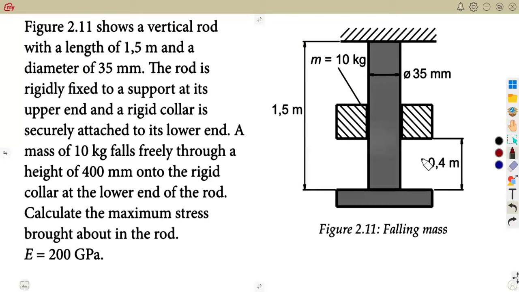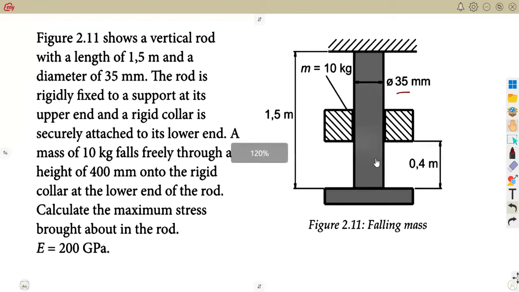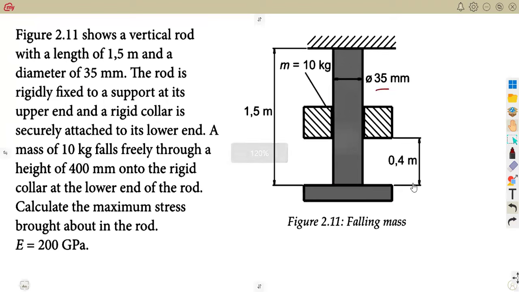Then we are given an example, which is on Fig 2.11. It shows a vertical rod with a length of 1.5, so we've got the length of the rod. The diameter is also given as 35 millimeters. Let's try and see, from the information you're given, to calculate the maximum stress, and so on.